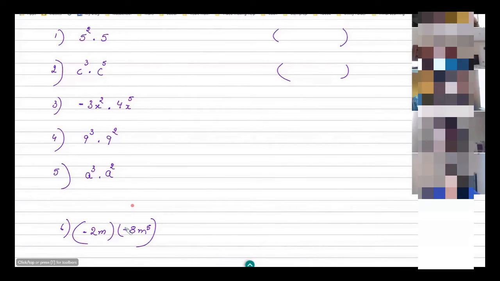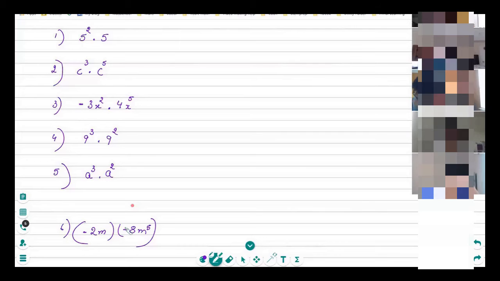Rikshwit, are you done with all 6 questions? Sophia, are you done? Almost. Okay. Sanjay, you're on which question? 4. Ishan, you're on which question? 4. Remember, every time the bases are same, powers get added. You have to take care of negative sign and the powers.